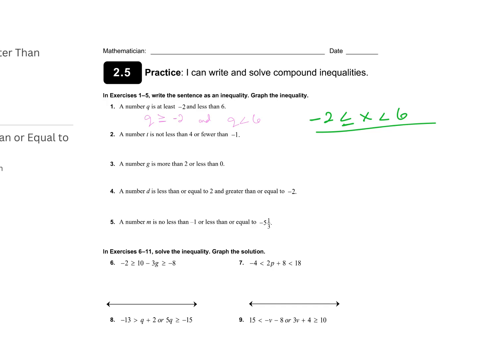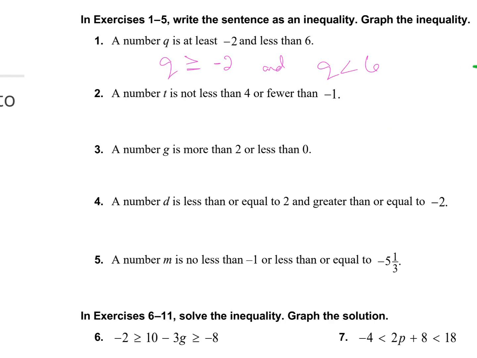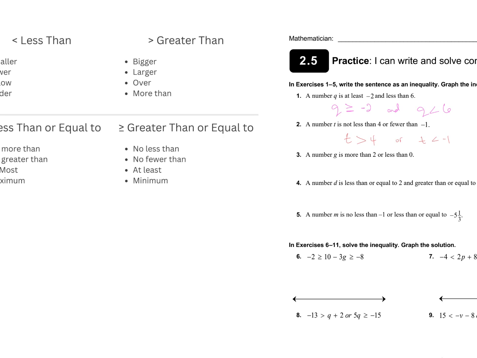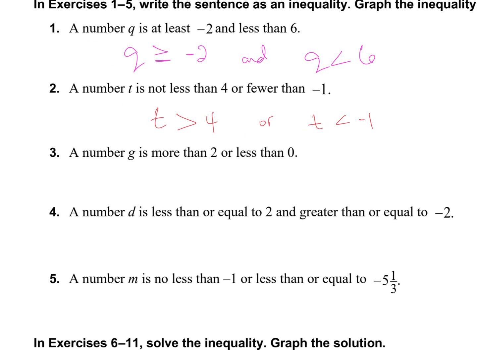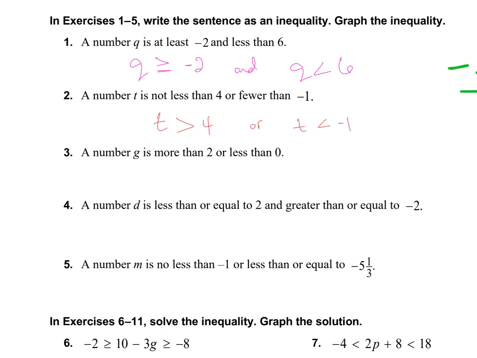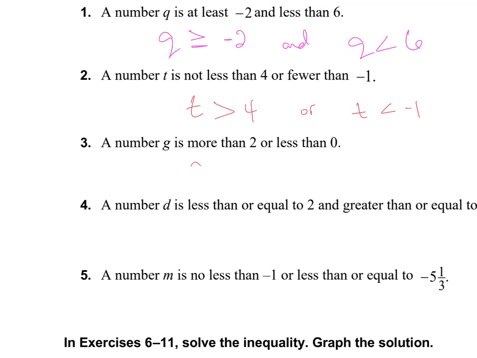I'm done. A number T is not less than... No. It's greater than 4 or fewer than -1. Fewer is just less than. And we're done because an or is written like that. It's not combinable like that one is combinable. A number G is more than 2 or that G is less than 0.